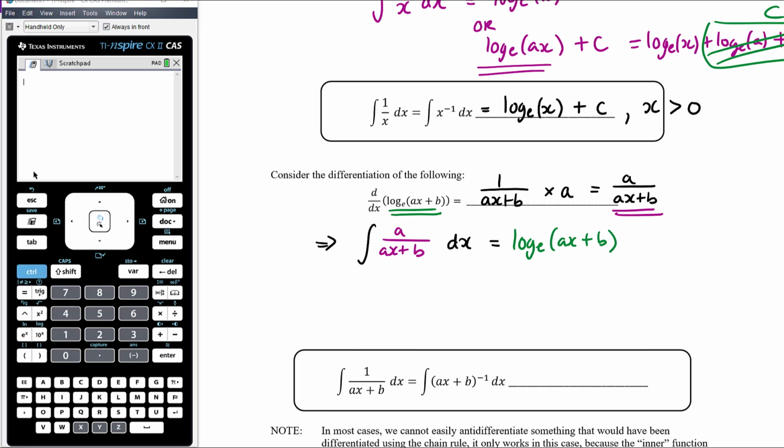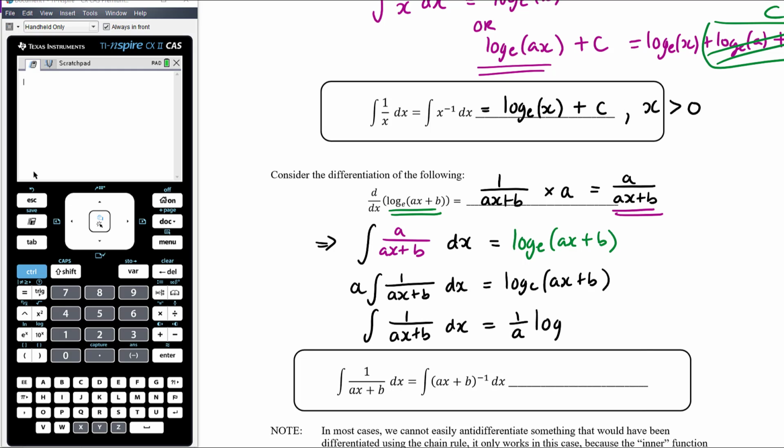Okay, a is just a constant value. It's a constant times a function. So we know from our integral rules that we can just take that a out. That's the same as a times the integral of 1 on ax plus b. And therefore, if we want to know what the integral of 1 on ax plus b is with respect to x, we can just divide both sides by a, and we know it's going to be 1 over a times log e of ax plus b. And then obviously plus c.